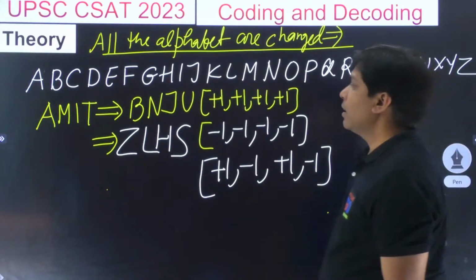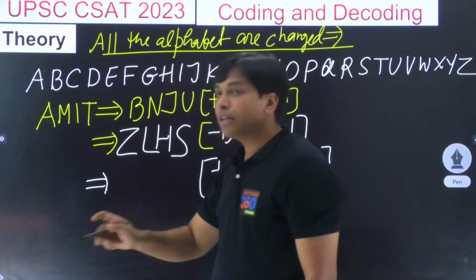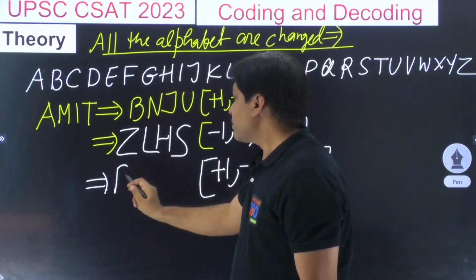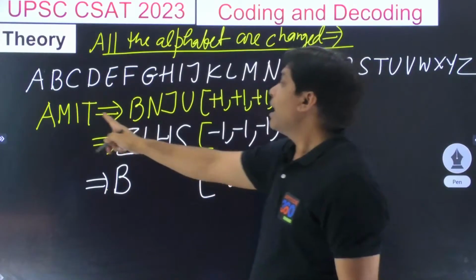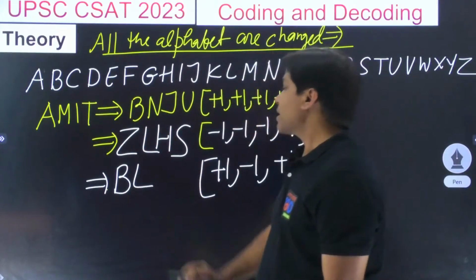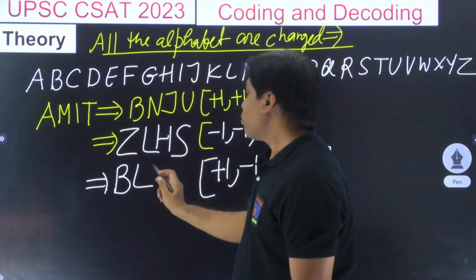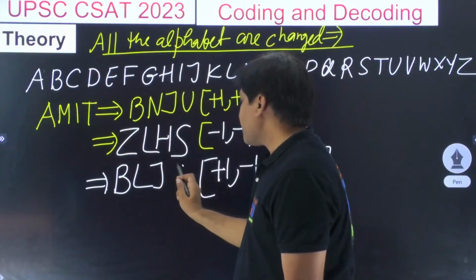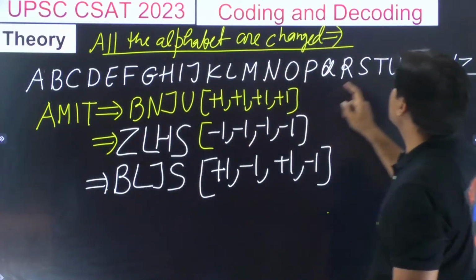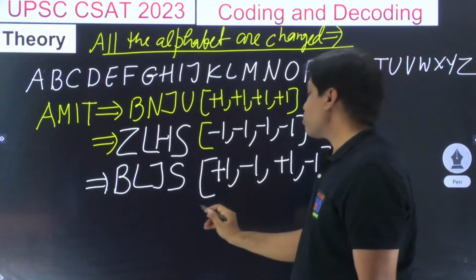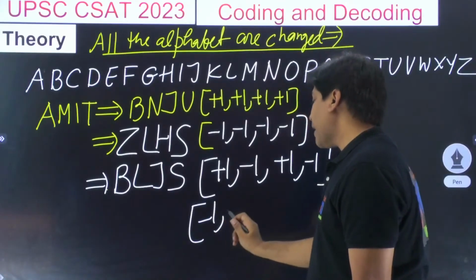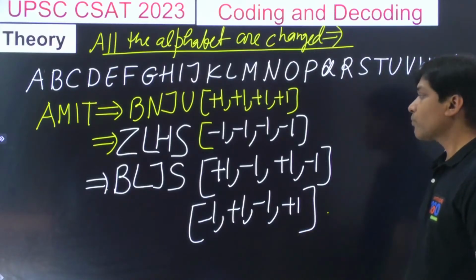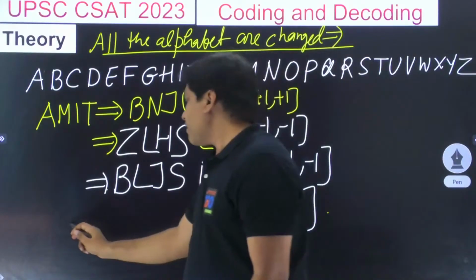Something like this. So Amit, if it goes one step in the forward direction, so Amit A becomes B. You understand this? M goes one step backward, which becomes L, and then I one step in the forward direction, which is J, and then T one step in the backward direction, which is T becomes S. So +1, -1, it can also be -1 and then +1 and then -1 and then +1.